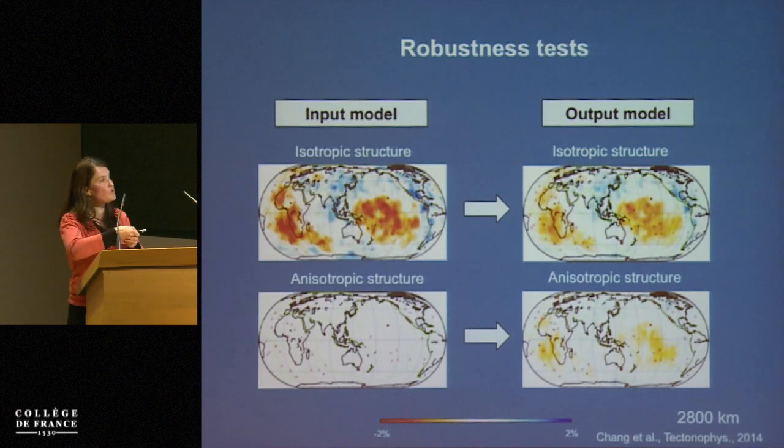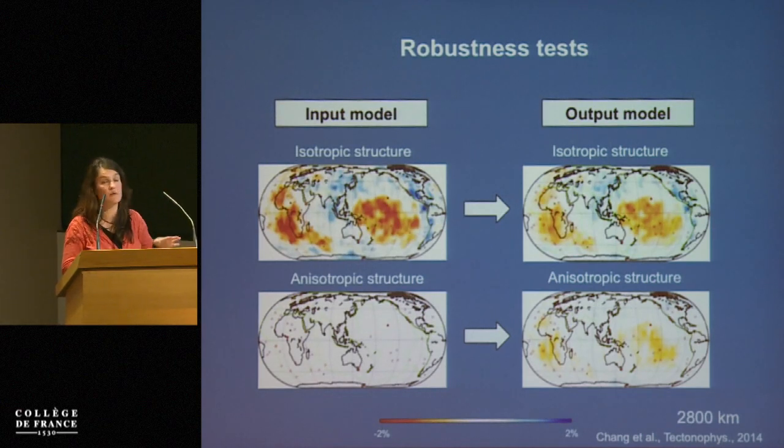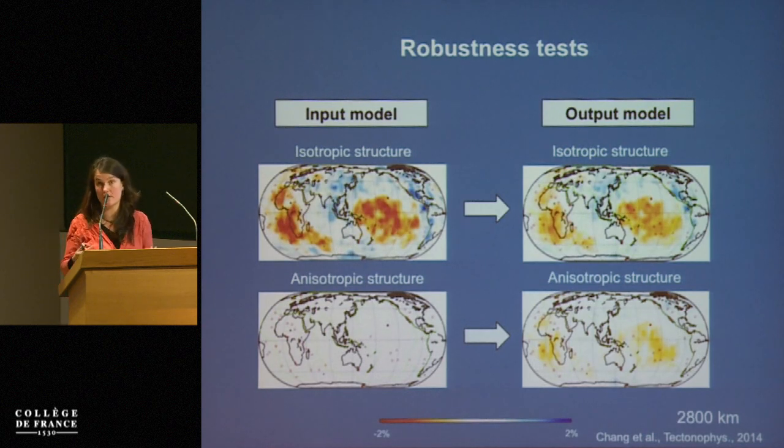However, in the output anisotropic structure here at the bottom of the mantle, we do find these coherent patterns of faster SV beneath the Pacific and beneath Africa. And by the way, we've done these tests for every single depth in the mantle, and it's the only place where this problem appeared. And so what this is telling us is that basically the isotropic structure in the input model is leaking into the anisotropic structure in the output model.